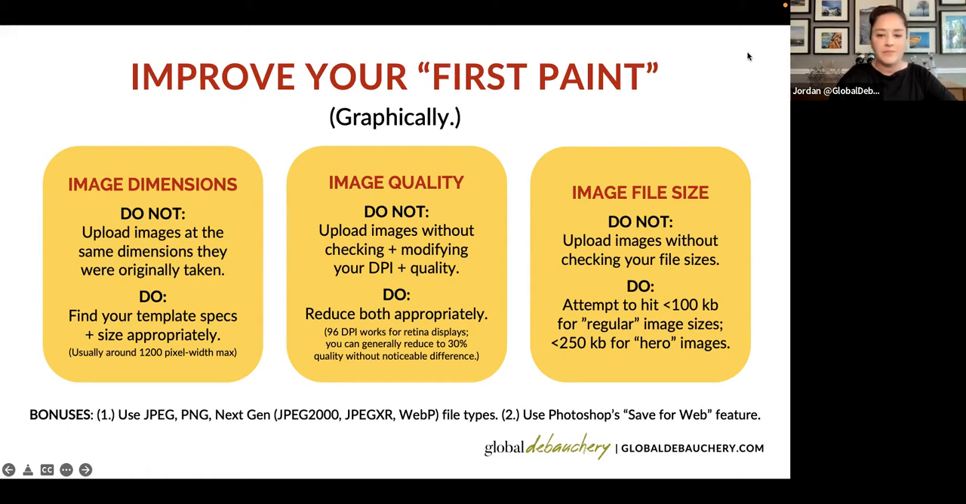Bonuses here. File types worth using: JPEGs, PNGs. The latest types of file types are called next gen file types. These are JPEG 2000s, JPEG XRs, WebPs. WebPs are actually the most effective file type to use right now because of the compression on all three of these. They compress everything, bring things way down.